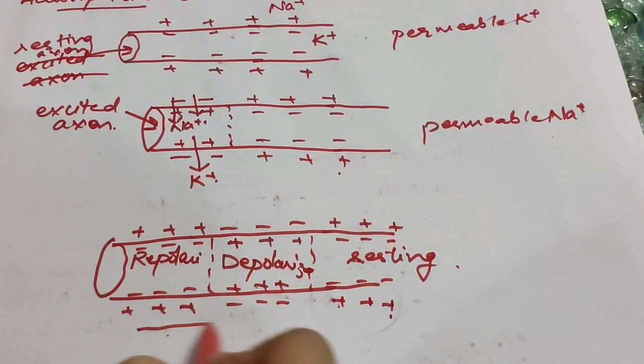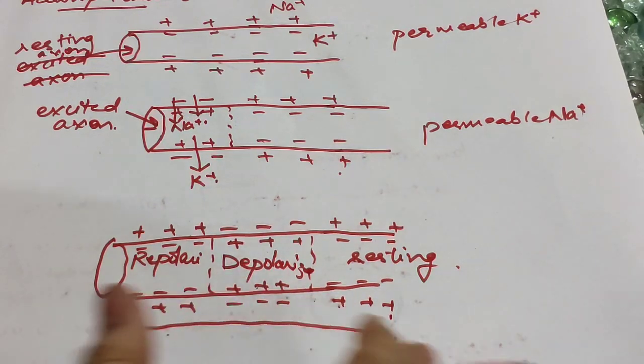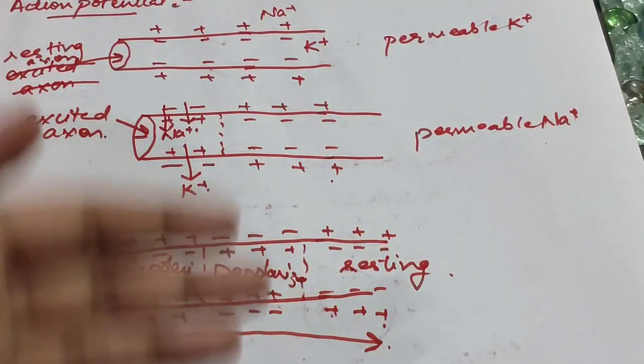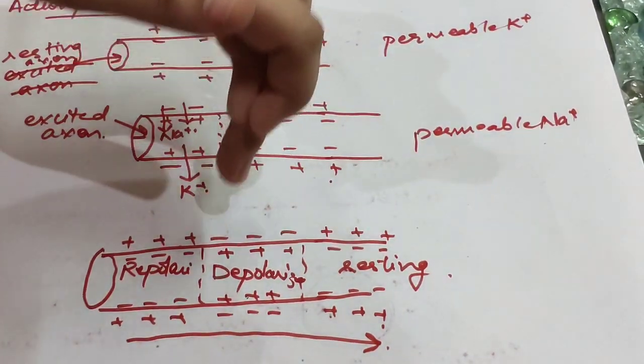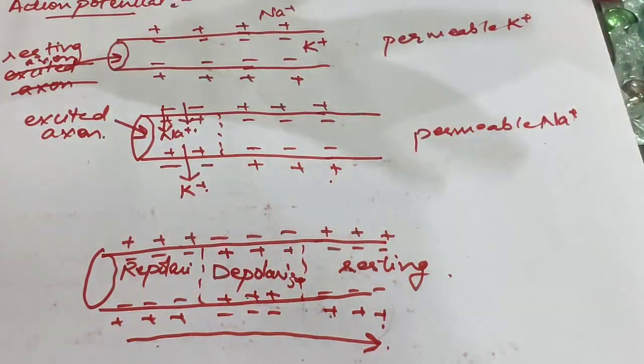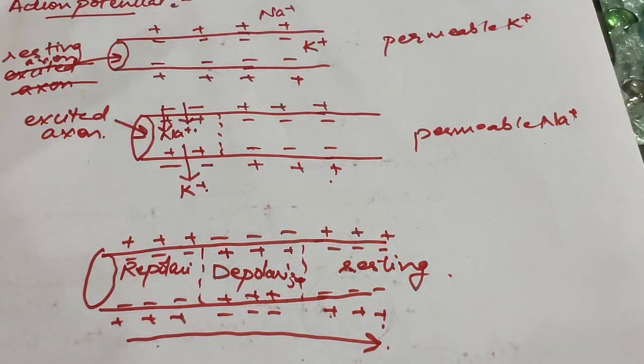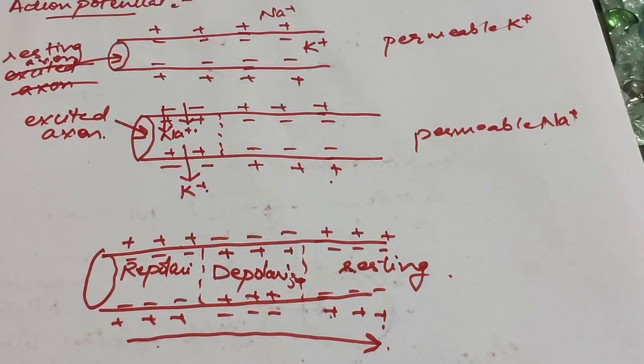And in this way, the movement of the action potential goes on. The next part becomes depolarized, this part becomes repolarized, and the further one is resting. Step by step, the complete axon, the complete neuron, becomes depolarized and repolarized, and in this way the action potential, the impulse, goes on, right? So now the final question.